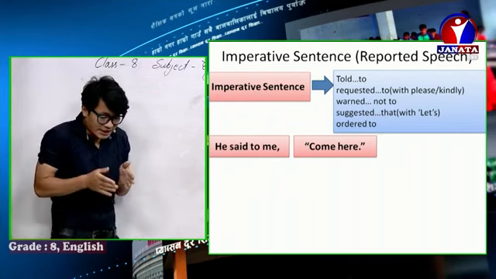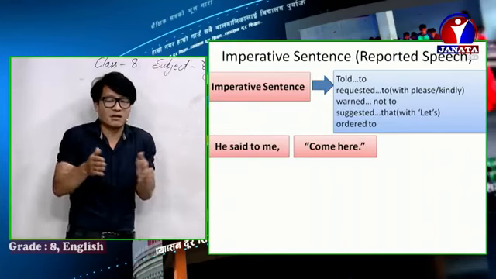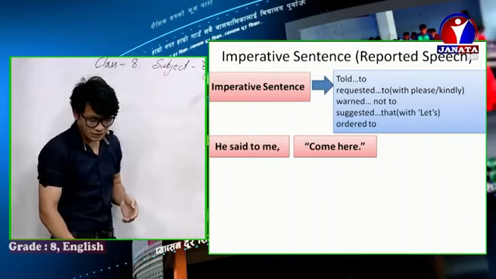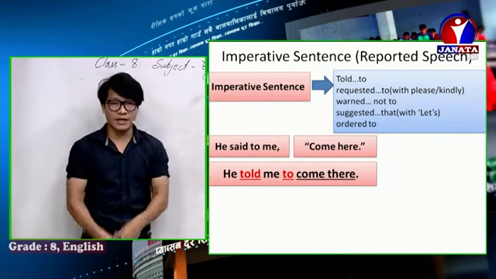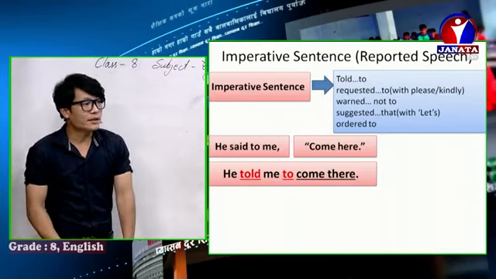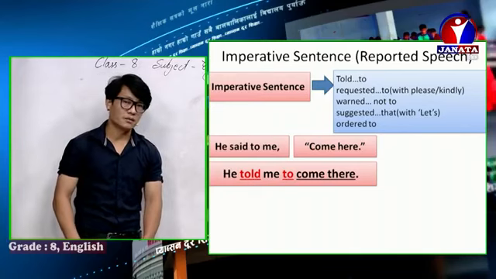Now, this is a common sentence. This is not a warning. This is not a request. This is not an order. So this is common. So we need to write, he told me to come there. Here should be changed into there. He said to me, come here. He told me to come there.